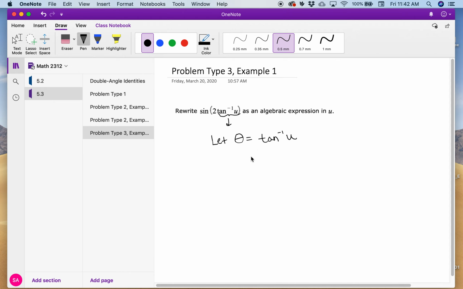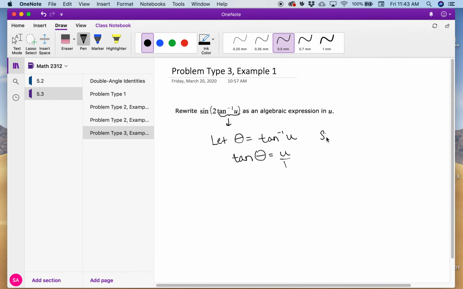Now I'm going to go ahead and rewrite this. Remember, inverse tangent can be rewritten as tangent of this angle theta is going to be equal to u. And I'm going to go ahead and put that u over 1, right? Because we're going to build a triangle, look what x is, look what y and r are, and go from there. Before we do all that, let's just go ahead and rewrite this problem.